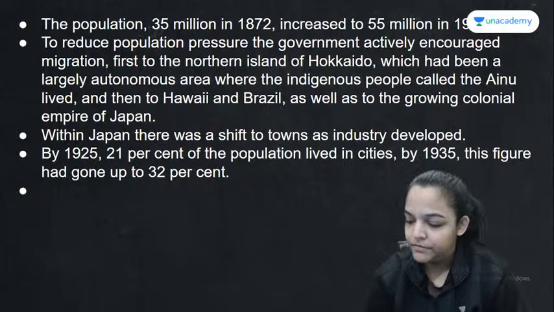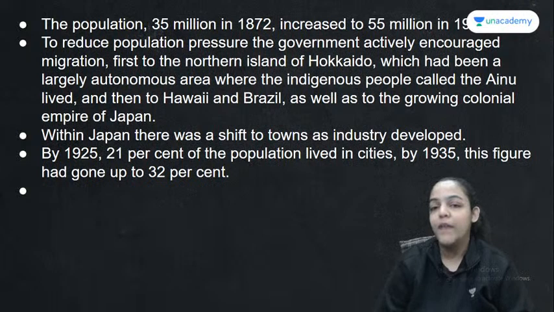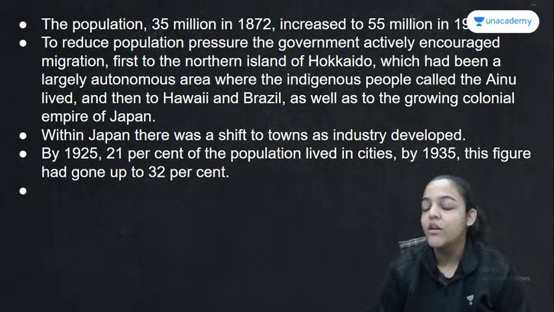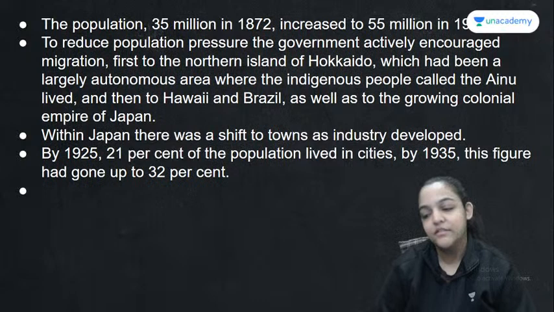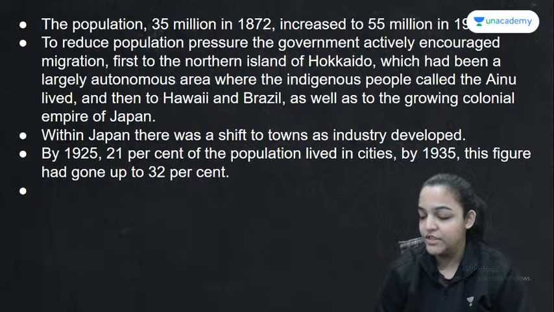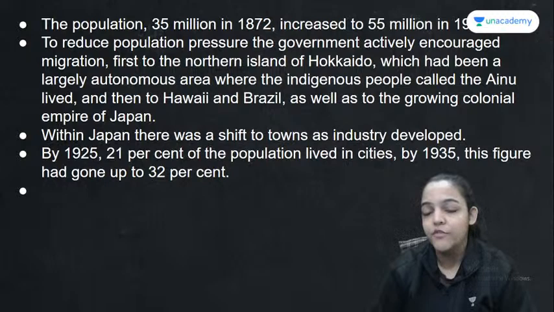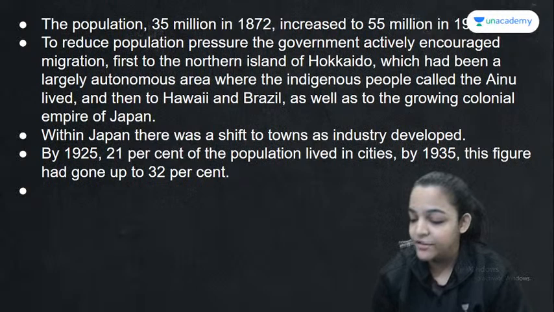So that is why they were asked to migrate to Hawaii and Brazil, which were the colonial empires, colonies of Japan. And they were told to migrate there. The population increased, the reason I've already told you. So within Japan, there was a shift to towns as industries developed. By 1925, 21% of the population lived in cities. By 1935, this figure went up to 32%.